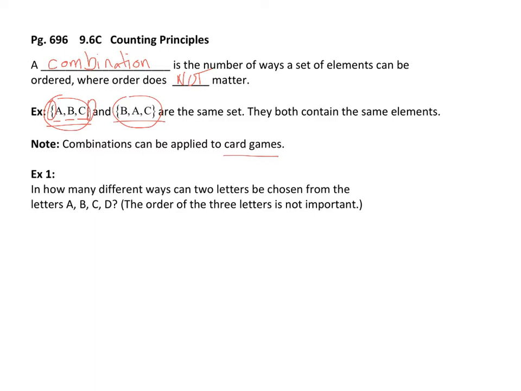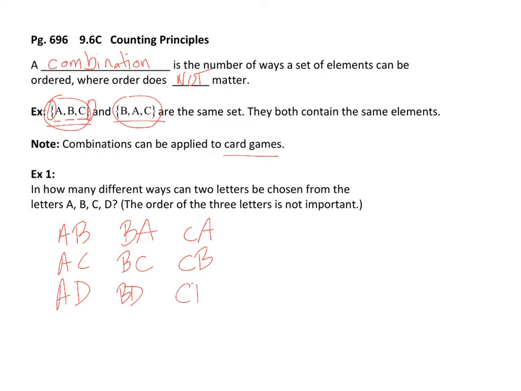For example 1, in how many different ways can two letters be chosen from the letters A, B, C, D? Okay, so I could choose A and then B, and I could have A and then C, I could have A first, then D, then I could have BA, then BC, then BD, I could have CA, then CB, then CD, I could have D then A, D then B, and D then C. Now notice every ordering here repeats twice.